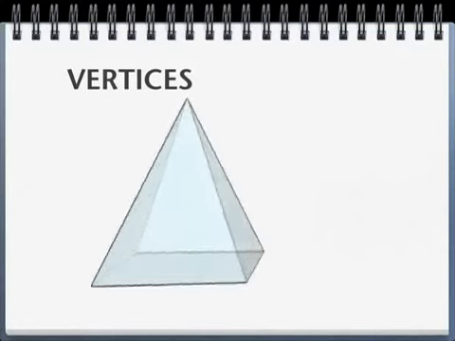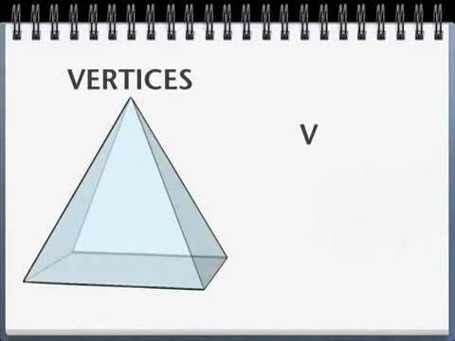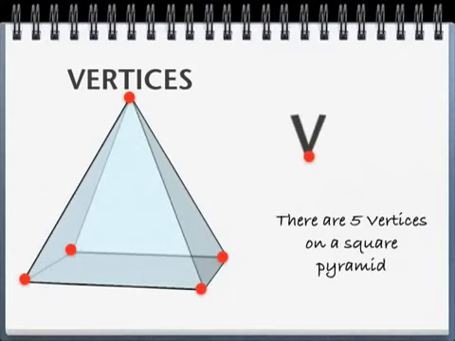Same thing with the vertices. That doesn't change. Again, look at the V, little corner for vertices. We're going to count them. 1, 2, 3, 4, 5. There are 5 vertices on a square pyramid. So not a lot of differences, but just important to remember, with any kind of pyramid and prism, the only difference is in the top floor or the face.